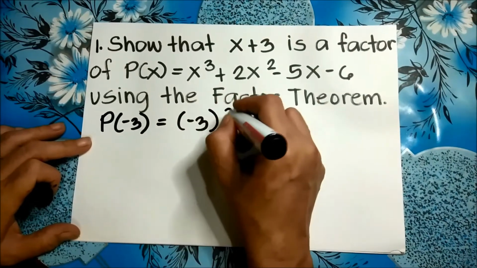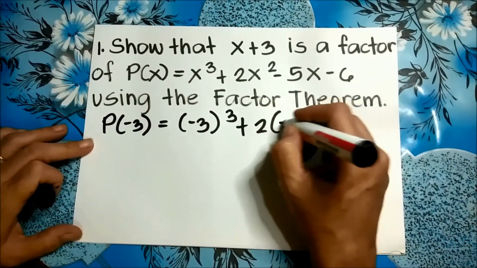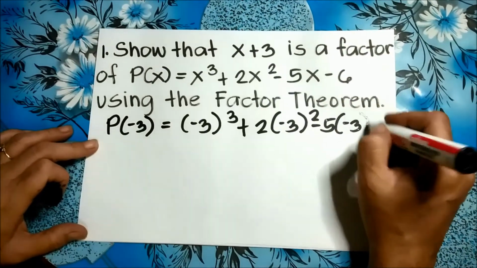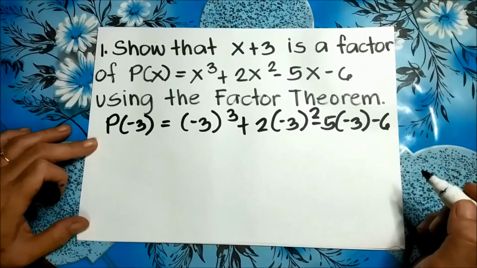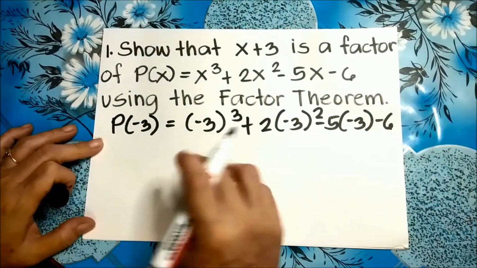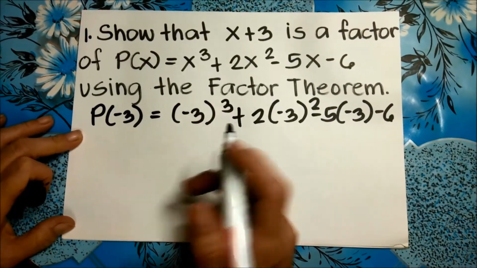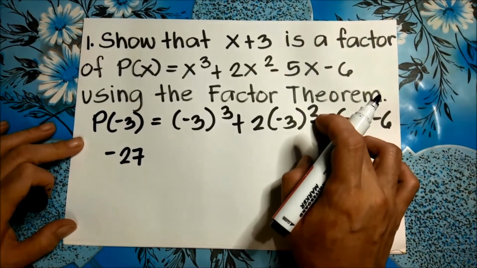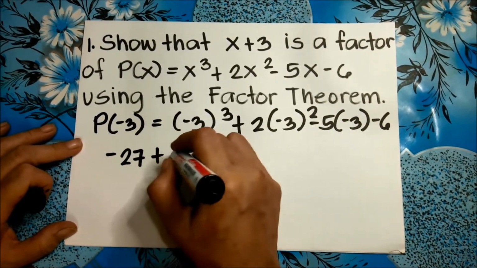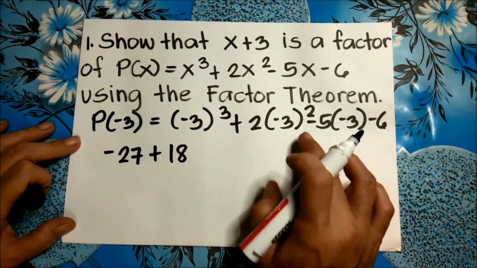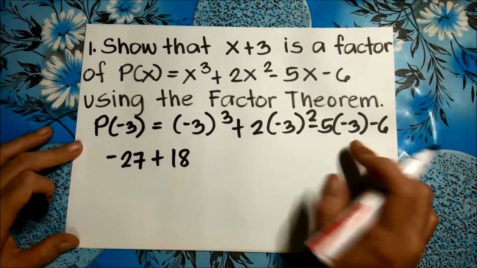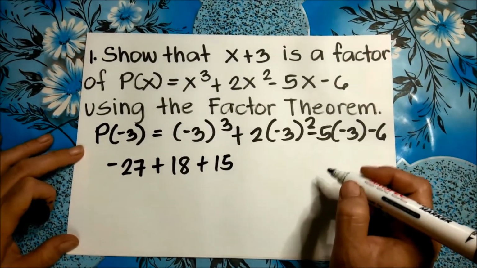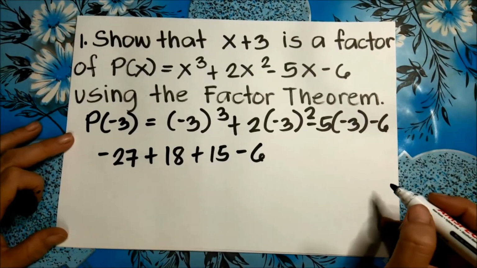So getting p of -3, we have -3 cubed plus 2 times -3 squared minus 5 times -3 minus 6. So this would become -3 cubed, or negative raised to an odd is negative. -3 squared is positive 9 times 2, that is 18. -5 times -3 is positive 15, and that is minus 6.